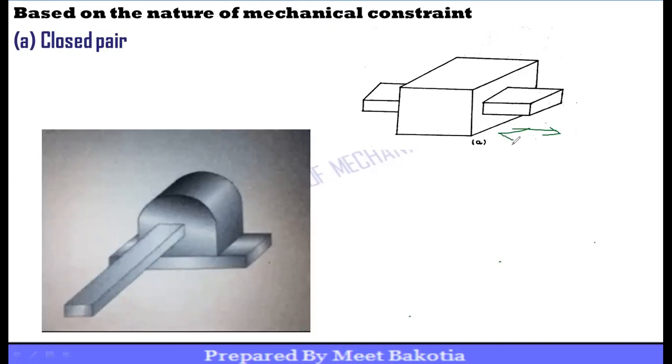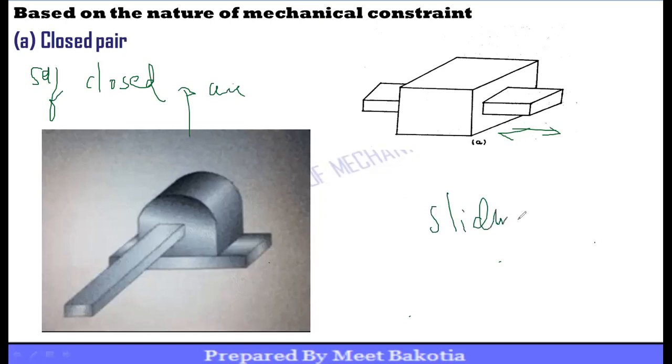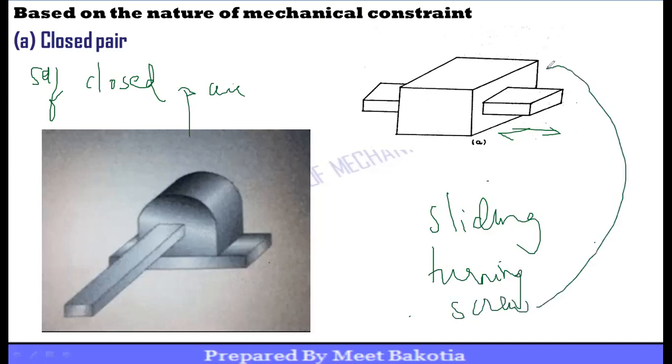So when the pair of links are held together mechanically in such a way that only the required kind of relative motion occurs, they form a closed pair, or better to say self-closed pair. All the lower pairs, sliding pair, turning pair, screw pair, right? Sliding pair, turning pair, screw pair, they are all self-closed pairs.